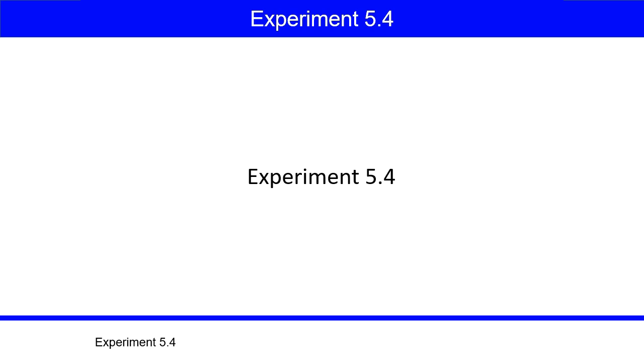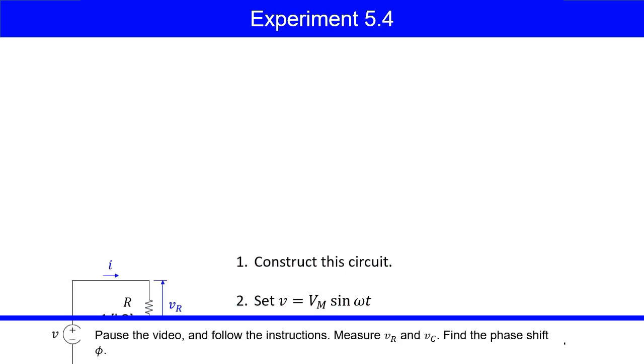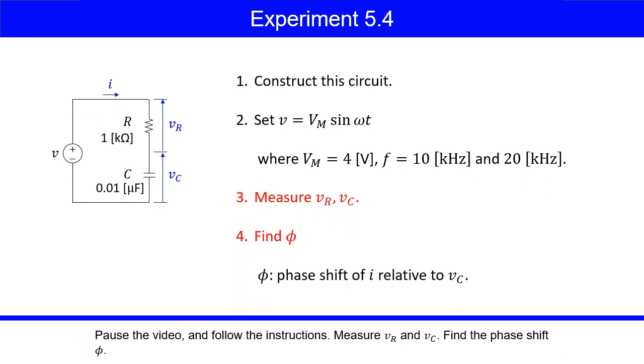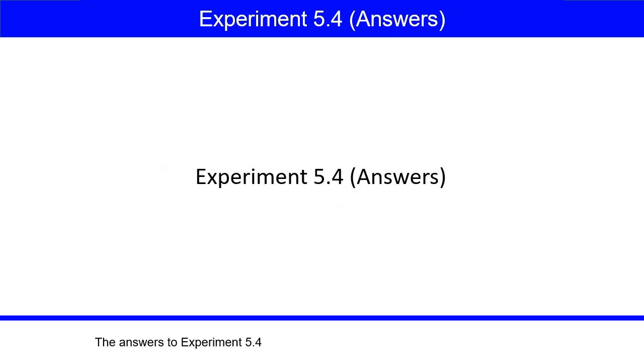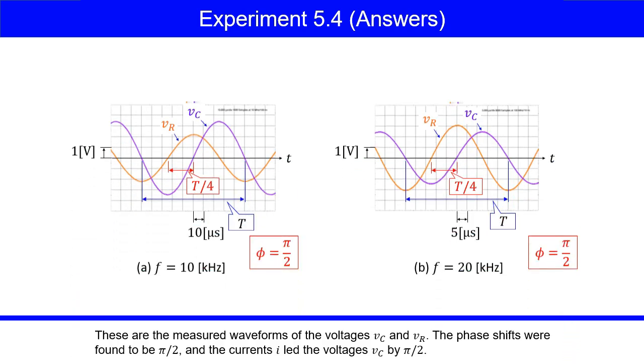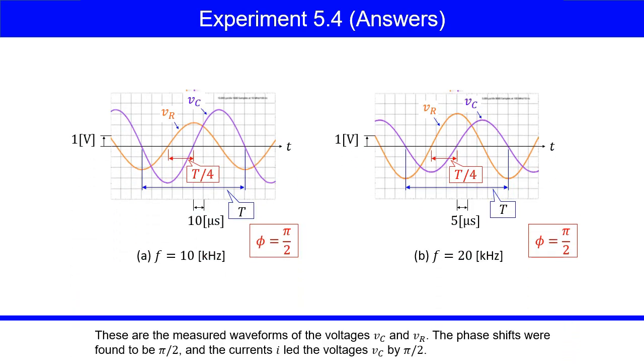Experiment 5.4. Pause the video, and follow the instructions. Measure VR and VC. Find the phase shift phi. The answers to experiment 5.4. These are the measured waveforms of the voltages VC and VR. The phase shift was found to be pi over 2, and the current I led the voltage VC by pi over 2.